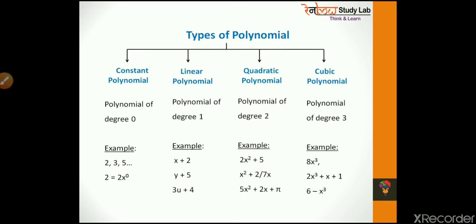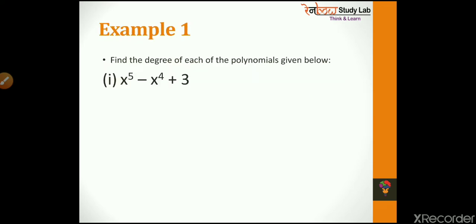We'll come back to the topics left. First, we'll solve a few sums so that you can understand. So this is example 1 from your textbook. Find the degree of the polynomial.